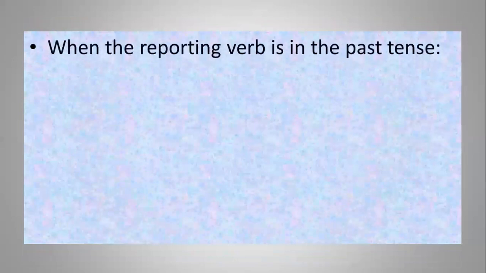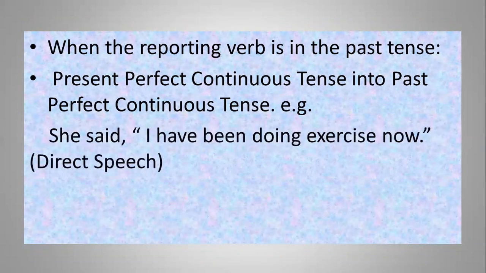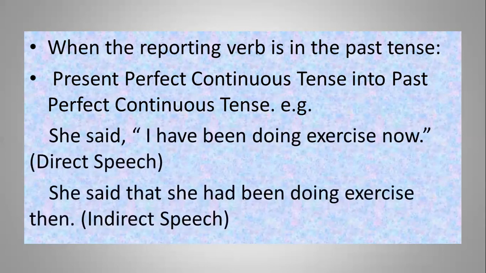When the reporting verb is in the past tense, present perfect continuous changes into past perfect continuous tense. For example, she said, "I have been doing exercise now." She said that she had been doing exercise then. You can see that the adverb "now" has been changed into "then."